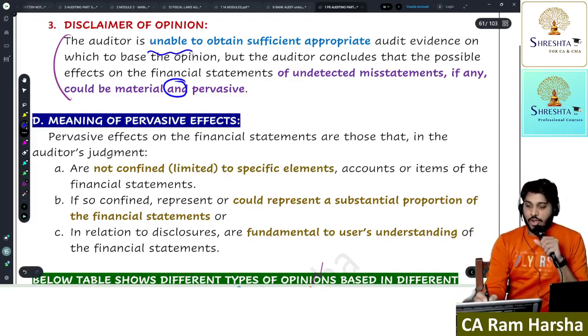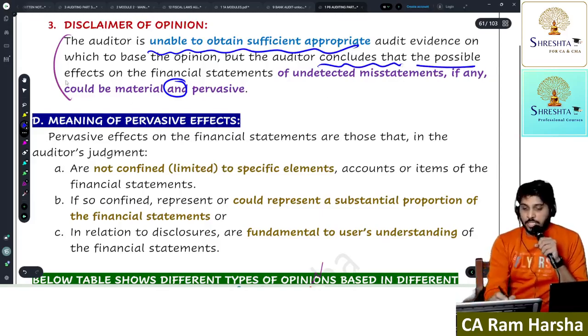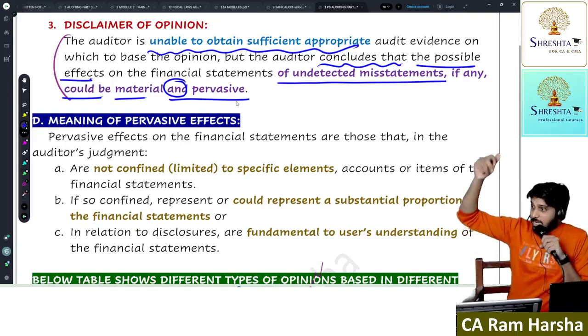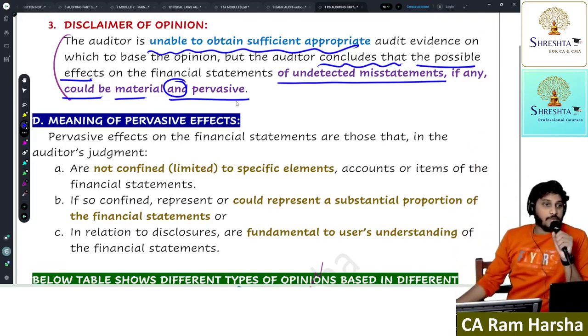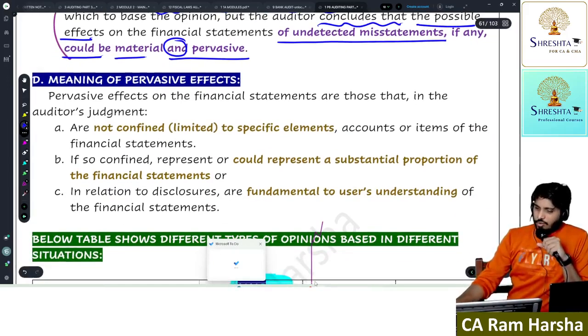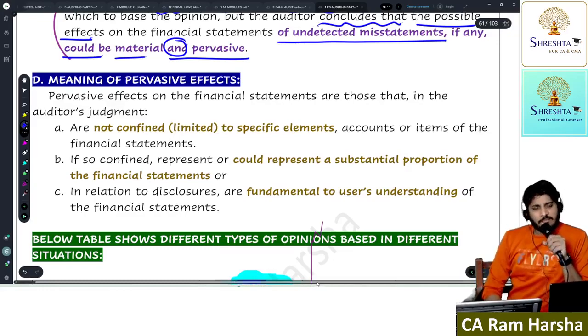You see, if the auditor is unable to obtain sufficient appropriate evidence and concludes that the possible effect of undetected misstatements could be material and pervasive, then also we will give disclaimer of opinion. Material means what we all know. What is pervasive? When do I say pervasive?